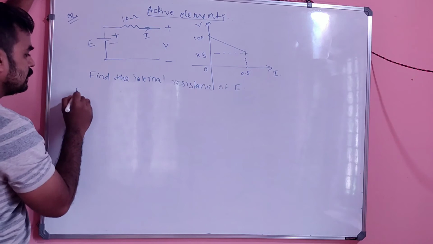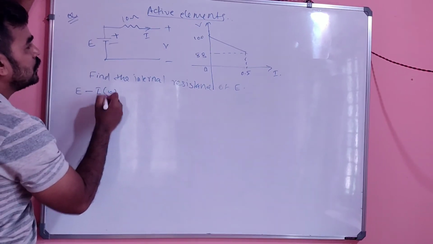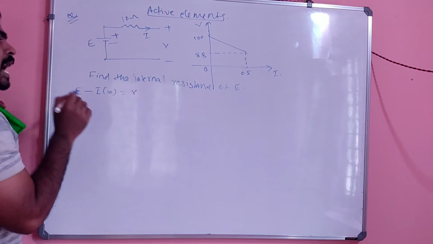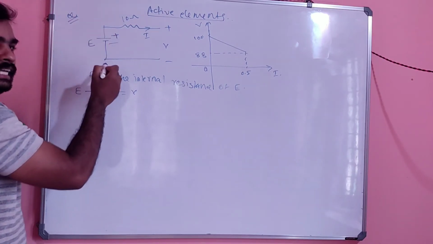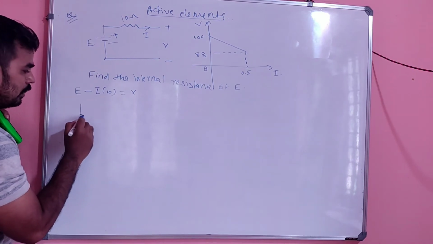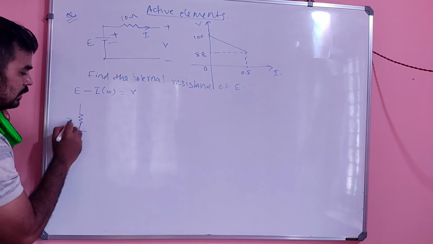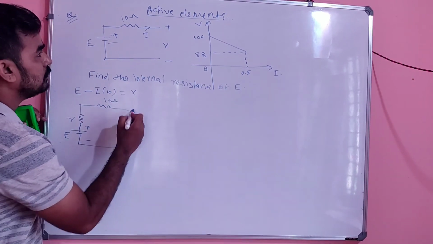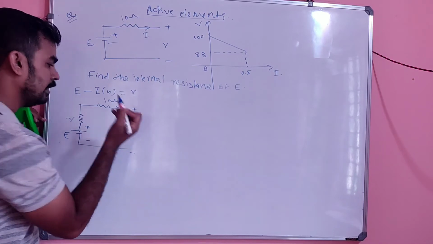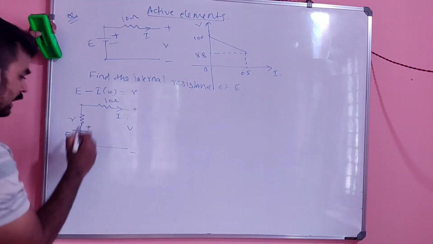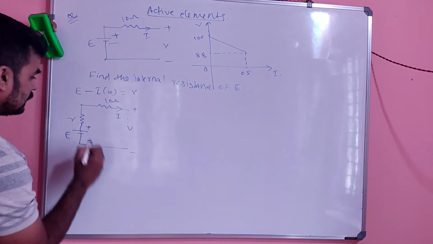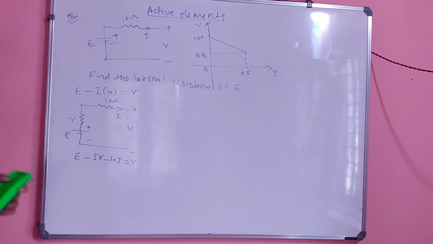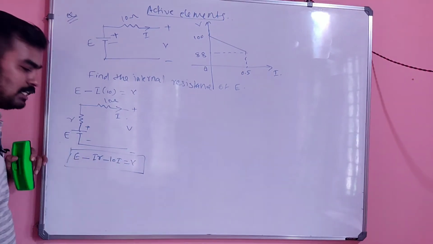I write it as E minus I into 10 equal to V. We have to find the internal resistance of E, which means we have to redraw the figure with E, let r be the internal resistance, and this will be 10 ohm, and this will be the voltage V, and this will be the current I. And again you have to write the equation: E minus I into r minus 10 into I equal to V. So this equation is our equation.